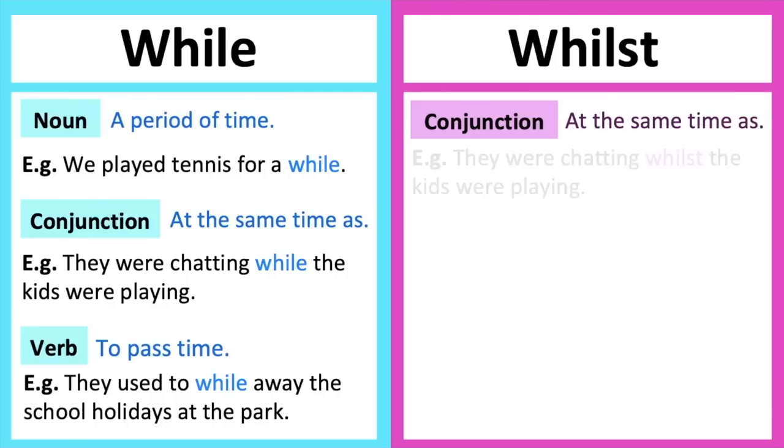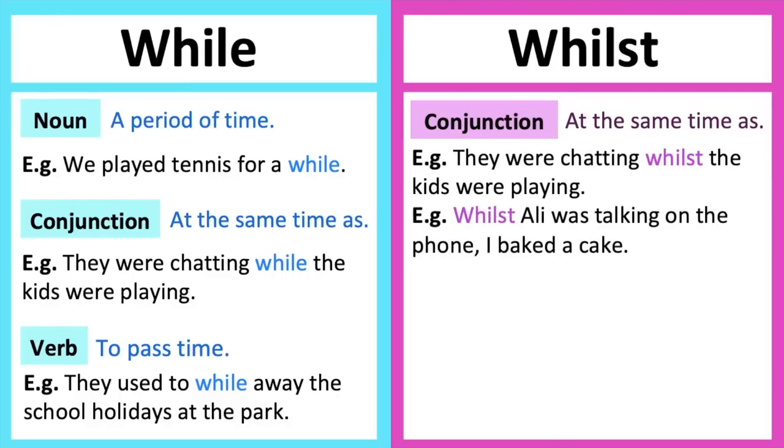For example, they were chatting whilst the kids were playing. Another example is, whilst Ali was talking on the phone, I baked a cake. So, in summary, while and whilst can be used interchangeably when being used as a conjunction or an adverb. It means at the same time as, during which, and it can also mean although.